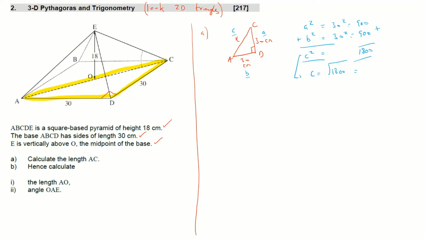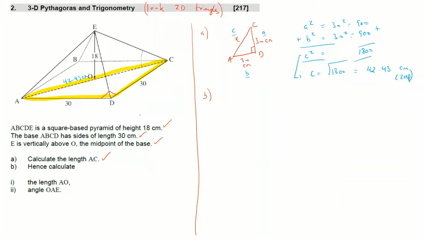So the root of 1800 gives me 42.43 centimeters to 2dp. So, and I found that, put it on the picture. So this whole length is 42.43, the whole length, okay, centimeters. And I've done question A. No props.